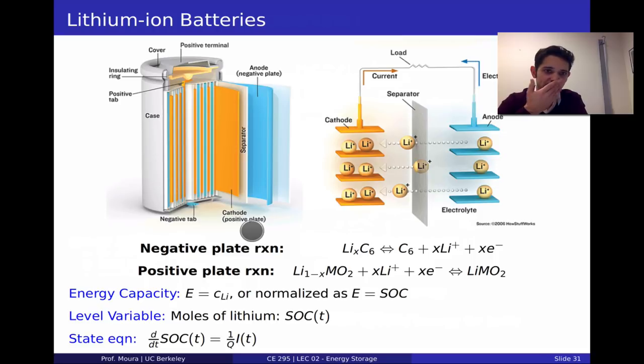So what I'm going to show you is the lithium-ion battery technology. So the cathode and the anode are going to be the following. The anode is a lithium carbon, LiC6. So when there's no lithium in there, it's just carbon, C6. So C6 is like graphite. This is what your pencil is made of.